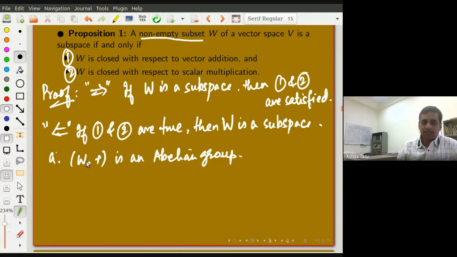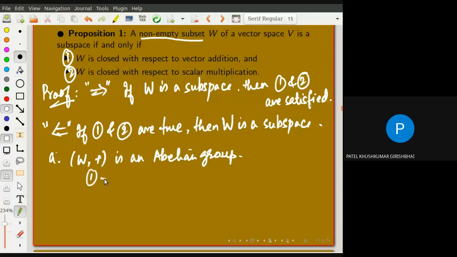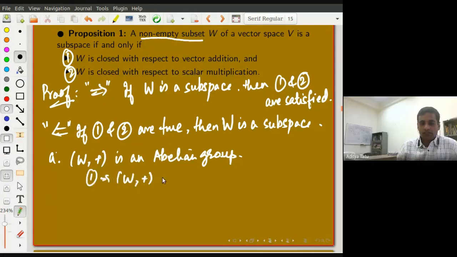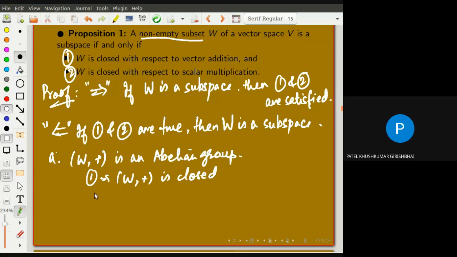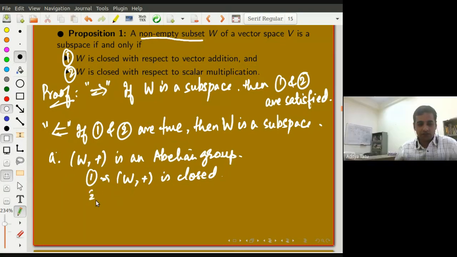So that already is given, right? W plus is closed. Okay, so that is done. Then identity. So how do we show identity exists?